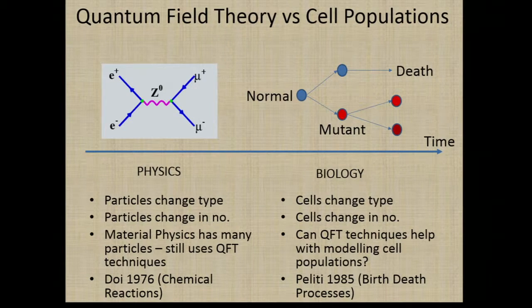And it was noticed in the 70s and 80s by these two guys. There's a guy called Doi who worked out how to use these kinds of methods for chemical reactions. And Peliti in the 80s worked out how to use this kind of machinery from physics to actually have a go at birth-death processes. So there's a question of whether we can do the non-Markovian version of what was going on with Peliti.